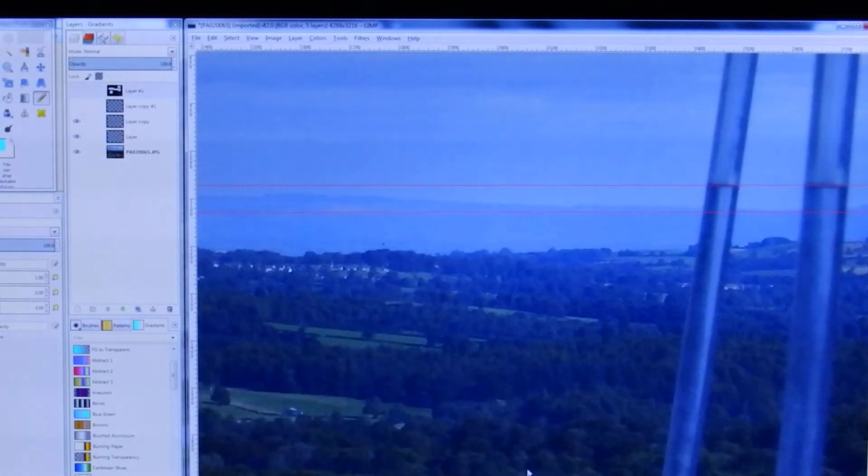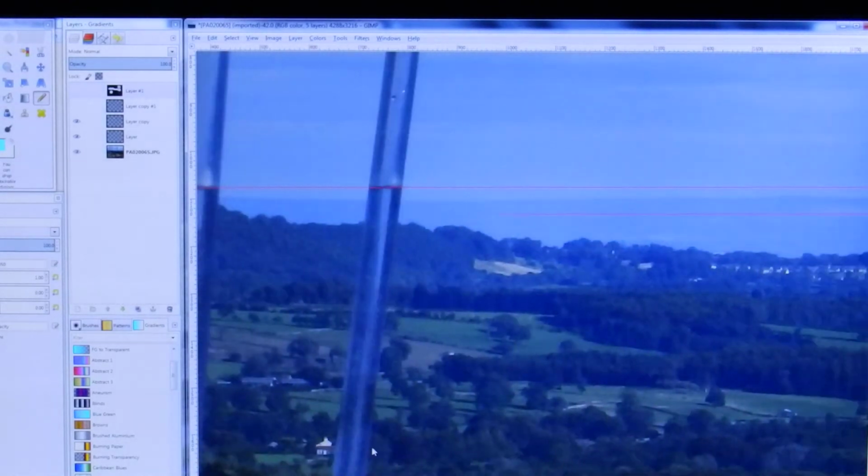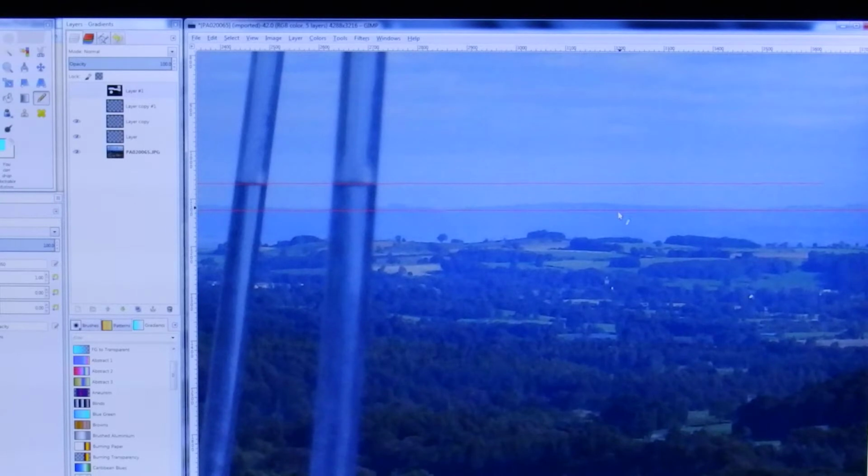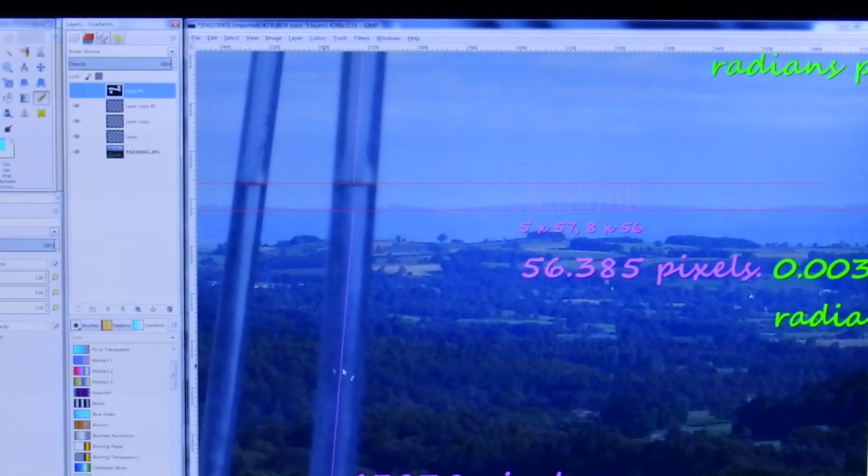And across here, you can see it's the same line, it's parallel in the upper one. And you have this separation between them, where that's eye level, and that's looking at a different place at the same elevation. And there we have how far apart they are. These five lines were 57 pixels long, these eight, 56 pixels long, so an average 56.385 pixels.